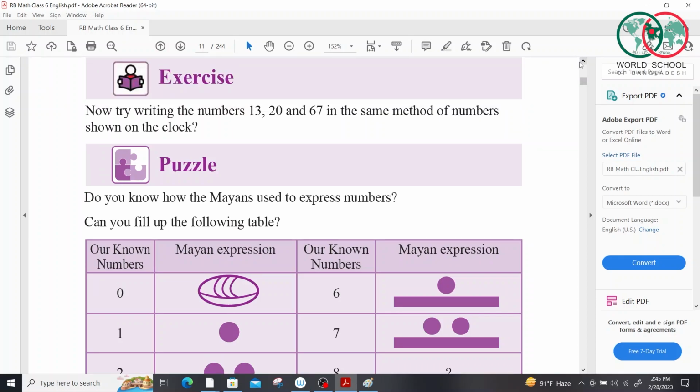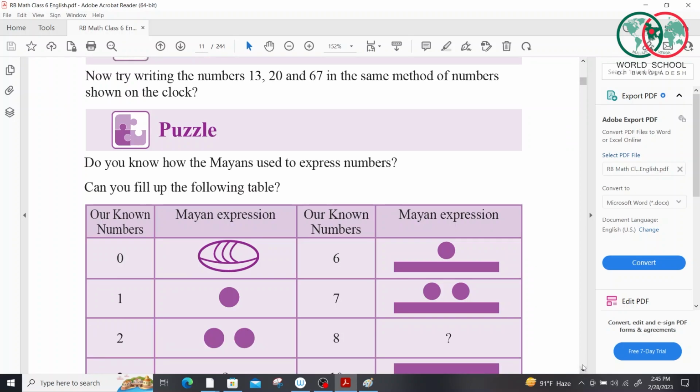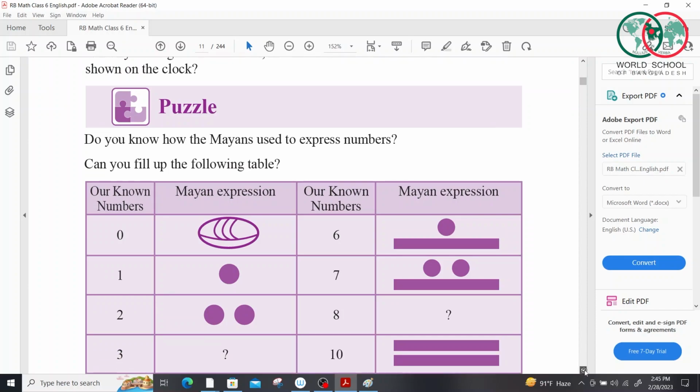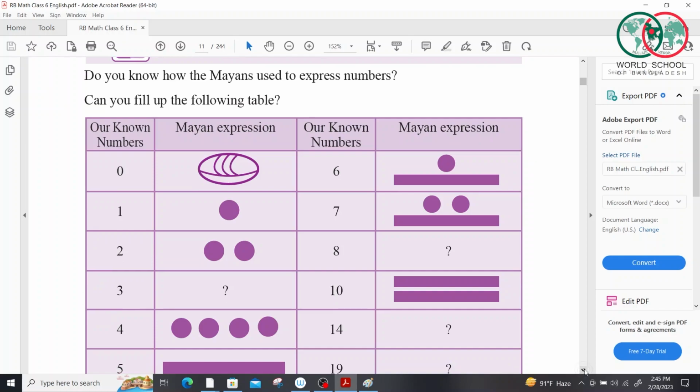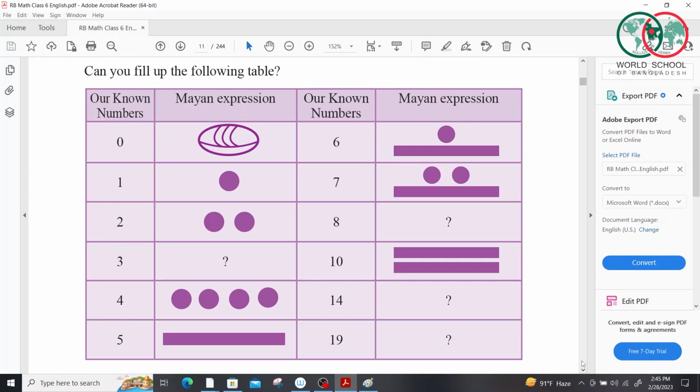Okay, now, do you know how the Mayans used to express numbers? Here is a table from which we can see how the Mayans expressed numbers. They used this kind of symbol for 0, and for 1 there was 1 dot, for 2, 2 dots. So obviously for 3 there will be 3 dots, right?